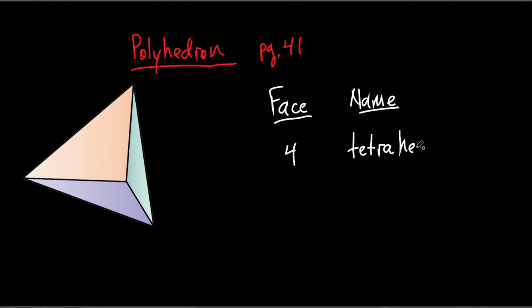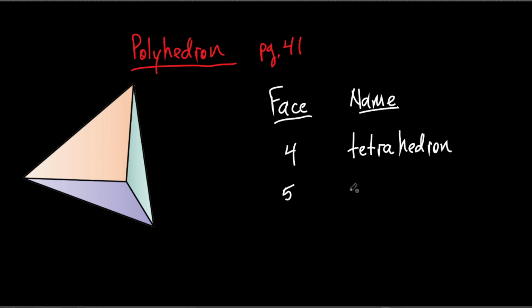Some people might say "hedron" separately, but I just say it a little quicker: tetrahedron. So tetra would be the prefix for 4. There are other prefixes for 4, but that's the one we learned right here.